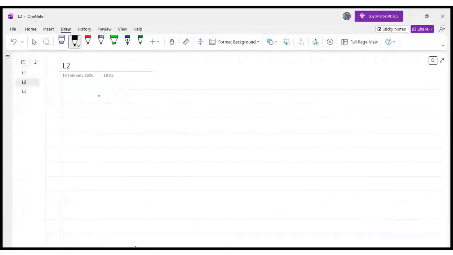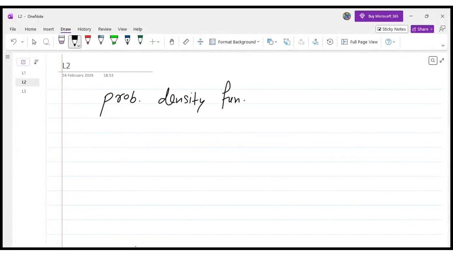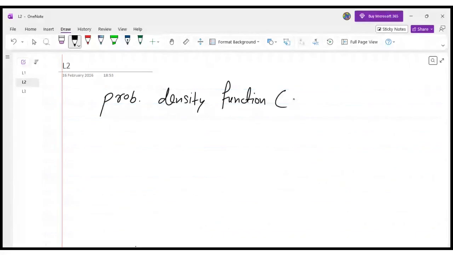So what is the meaning of probability density function? Probability density function or probability distribution function, or in short we call it PDF.